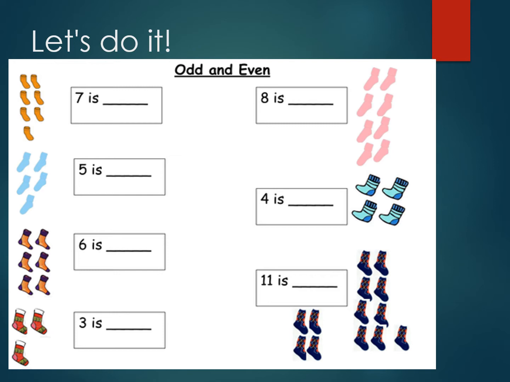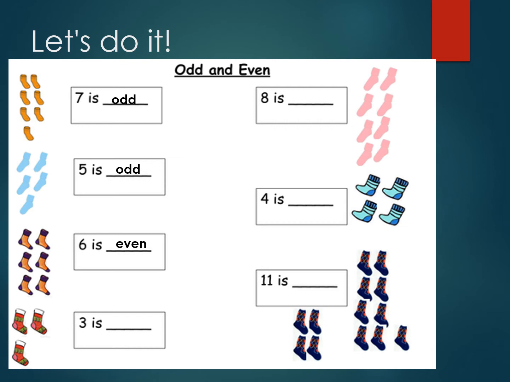And now let's do it. Choose if the number is even or odd. 7 is odd number because each 2 are friends and 1 is left over. 5 is odd number because each 2 are friends and 1 is left over. What about 6? Even number. Great job, because each 2 are friends and no 1 is left over.